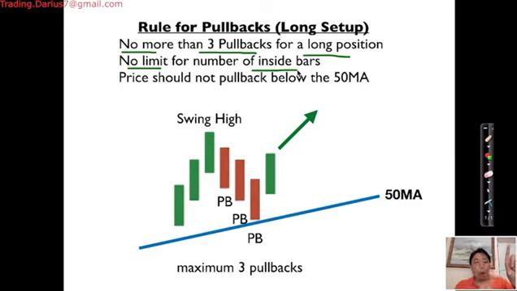So no more than 3 pullbacks, right? You know, what's a pullback? Lower high, lower low, no more than 3 of them, okay? And the price should not pull back below the 50 moving average. Now, recall that the moving average acts as a support level. If it pulls back below the 50 moving average, game over, trade invalid. Next, remember that the 6 EMA crosses above the 18 EMA to signal the swing high pattern, right? Okay, great.